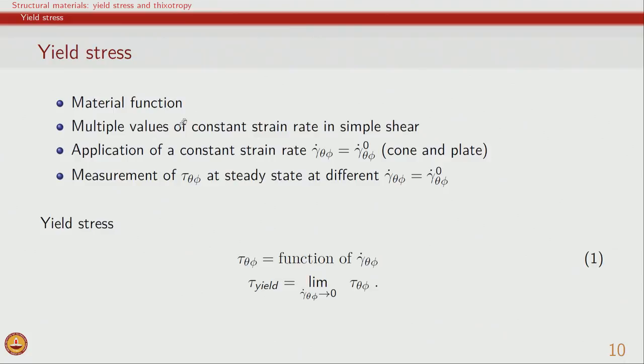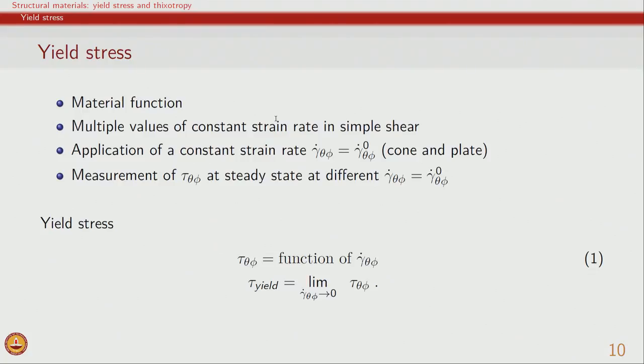However, as I pointed out earlier, given that many materials in our day-to-day applications as well as in engineering applications show this phenomenon of yielding, yield stress as an experimental feature or as a material characteristic is used quite often, and it is found to be very useful in designing materials and making decisions regarding what type of material or mechanism to use in what type of application. So, yield stress measurements are done most commonly by applying constant strain rate in simple shear.